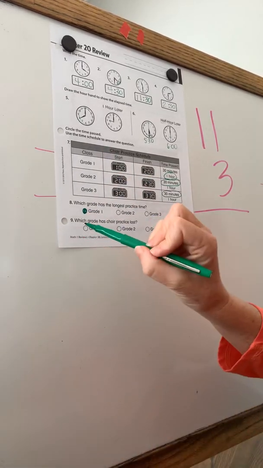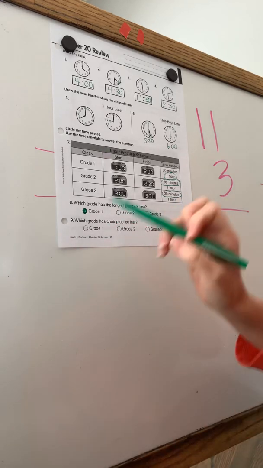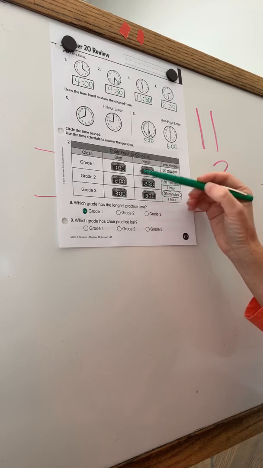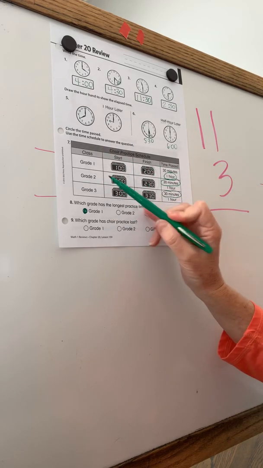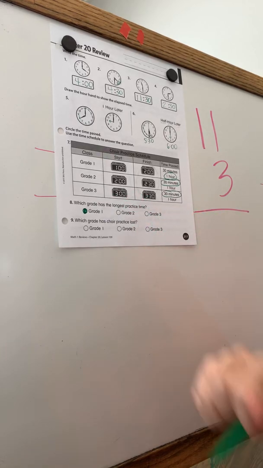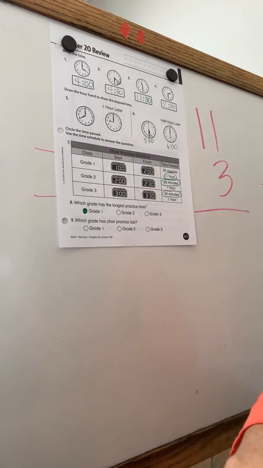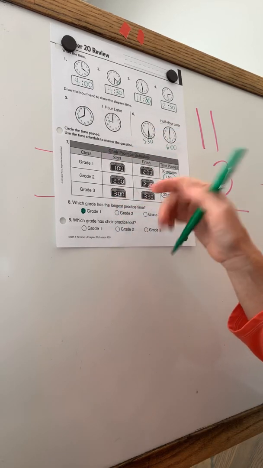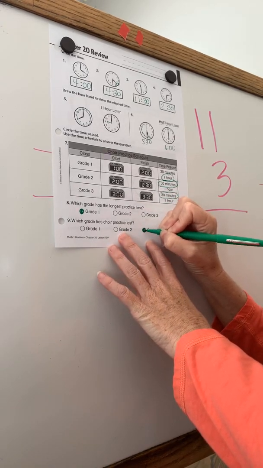And number 9 says, which grade has choir practice last? Okay, so for this one, we've got to look at these times. So first grade comes at 1 o'clock, second grade comes at 2 o'clock, and third grade comes at 3 o'clock. Which of those grades come last during the day? So if we were looking at a schedule, which one of those would come last? It would be grade 3 at 3 o'clock because 3 o'clock on a clock is later than 1 o'clock and 2 o'clock.